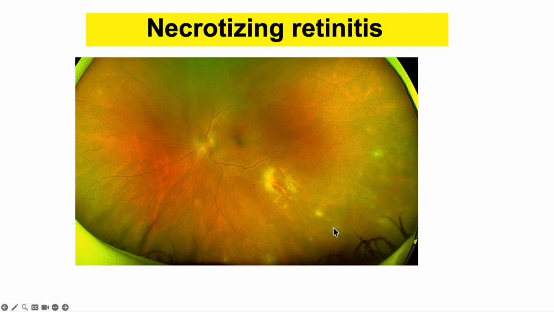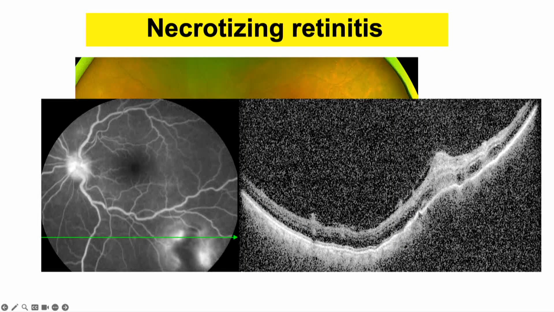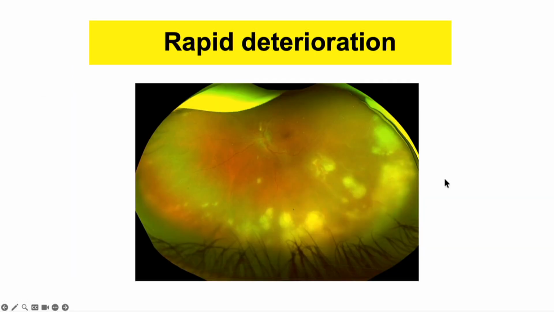So then I started empirical antiviral for this patient, sent him for the blood reports, and this was the OCT picture where there's a full thickness retinal involvement. And within 3 days, there was a rapid deterioration. You can see now the lesions have become more confluent, and there is a peripheral involvement, a circumferential spread. So no doubt this is a case of ARN.